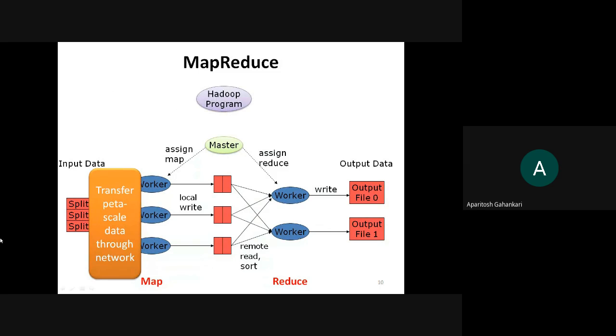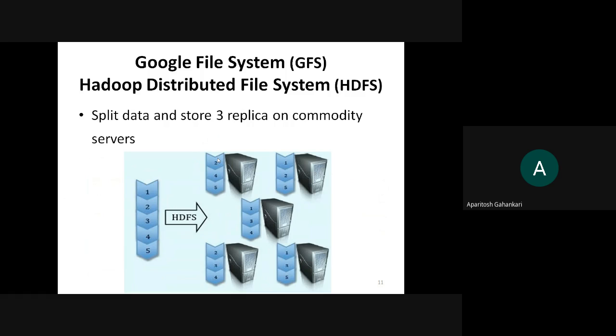Transfer petascale data through the network. Petascale data मतलब the data which is very very huge in size. पेटाबाइट में जो डेटा है वो डेटा को हम ट्रांसफर कर रहे हैं to the different workers, to the different threads or processes, and these processes are kept in control with the help of the master thread or master process. Okay, so that is how this MapReduce works.